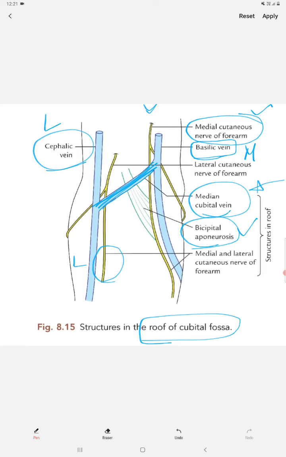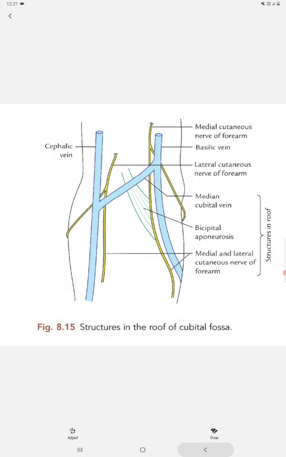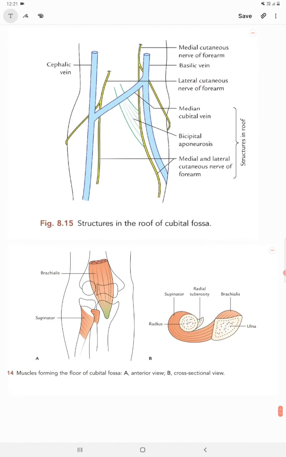So finally, what we are seeing in this roof of cubital fossa, we can see the skin, superficial fascia, again the superficial fascia which is containing the cephalic vein, basilic vein and the median cubital vein which is joining the cephalic and the basilic veins, right. And then bicipital aponeurosis and two more nerves. What are they? The medial cutaneous nerve of the forearm and the lateral cutaneous nerve of the forearm. Entire structures present in the roof is all this, right. So learning through diagrams makes the content very easy, so please go through the diagrams.